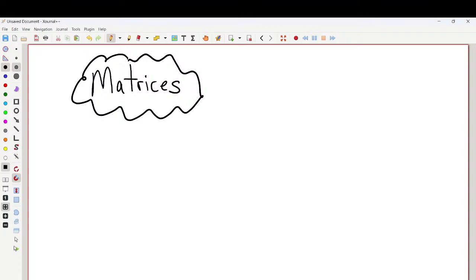We have class on Tuesday, which we will go over exponentials and logarithms, and then one final section called conic sections, just trying to decide how I'm going to get that to you. So more on that later. But yeah, matrices. Anyone know what a matrix is?